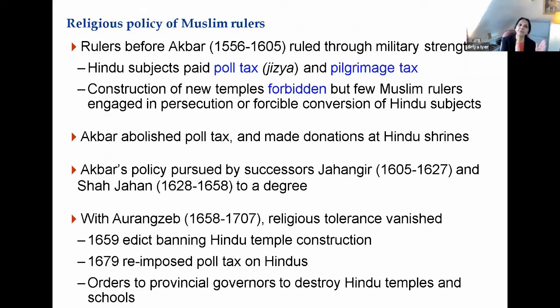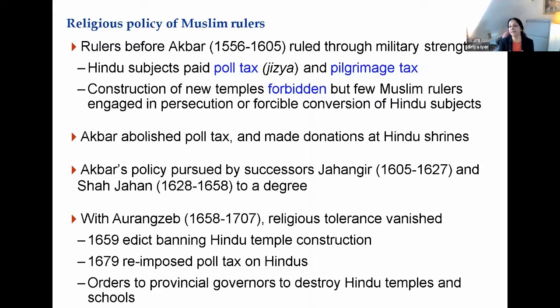But in the rulers before Akbar, they tended to rule through military strength. Their Hindu subjects paid a poll tax. This was called a jizya, and that was equivalent to about 10 days' earnings. And they also paid a pilgrimage tax, and that was to visit places of worship and to visit temples. And I'll say a bit more about the pilgrimage tax a bit later in the presentation, but it's an important source of revenue, as is the poll tax.